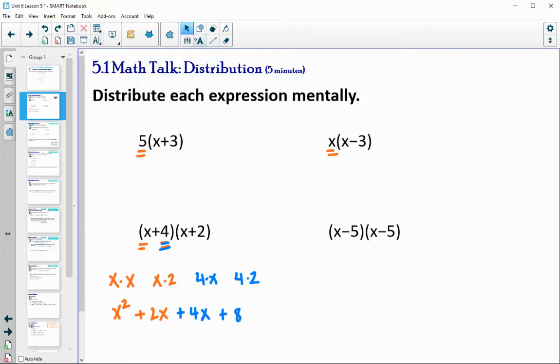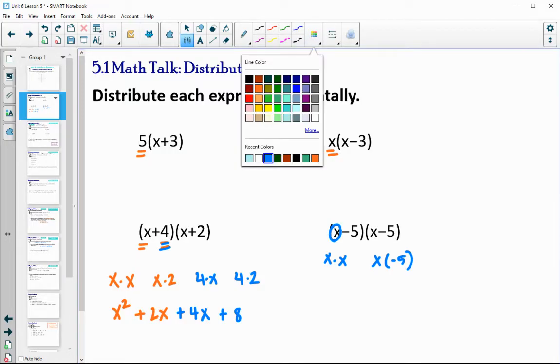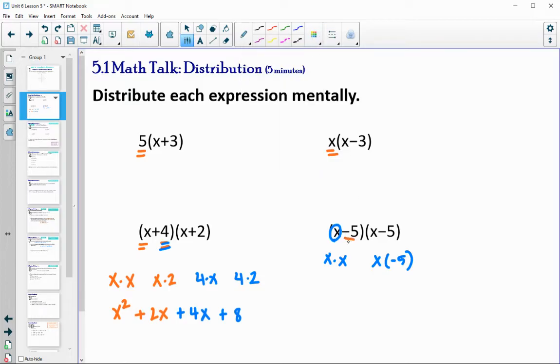Okay, so then in this one, again, we'd also be doing that. We'd be taking the x to both terms. So x times x times negative 5. So we'd be doing the x times the x. We'd be doing the x times the negative 5. Okay, distributing this part. Then we'd also be distributing in the negative 5. So we'd be doing negative 5 times x, and we'd be doing negative 5 times negative 5. So that's kind of what you're doing mentally.